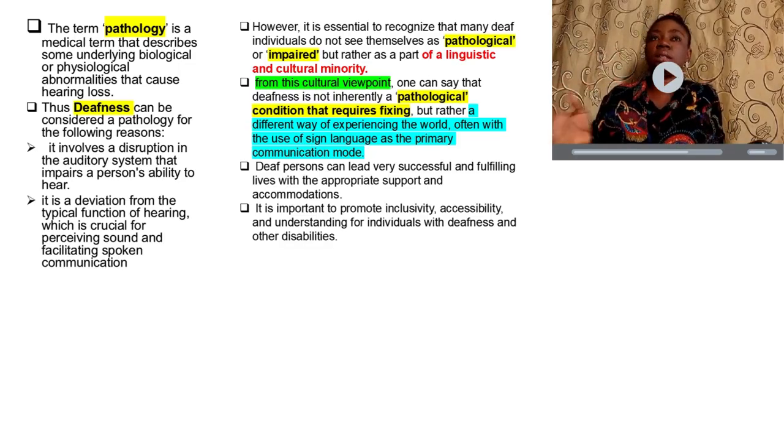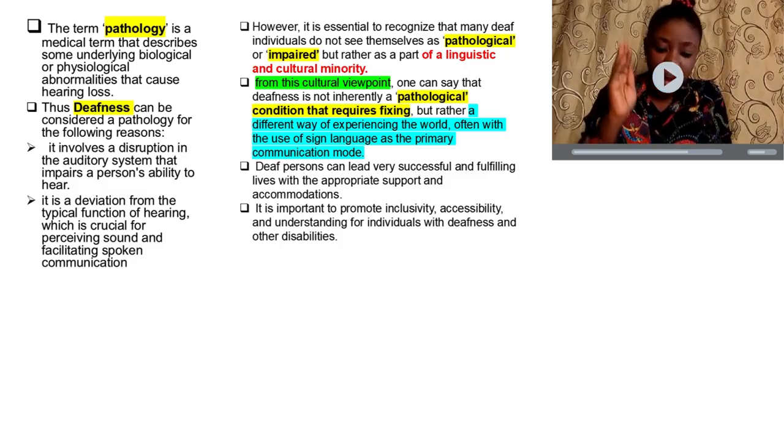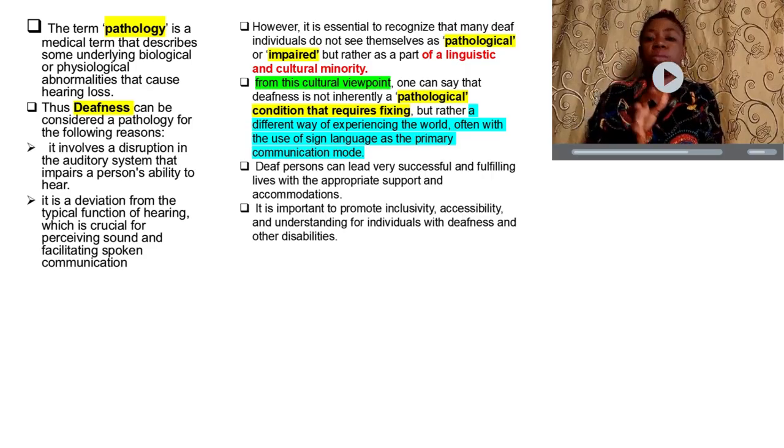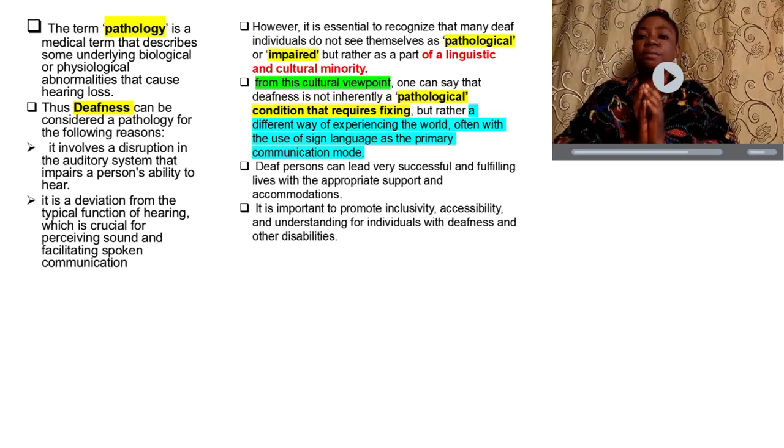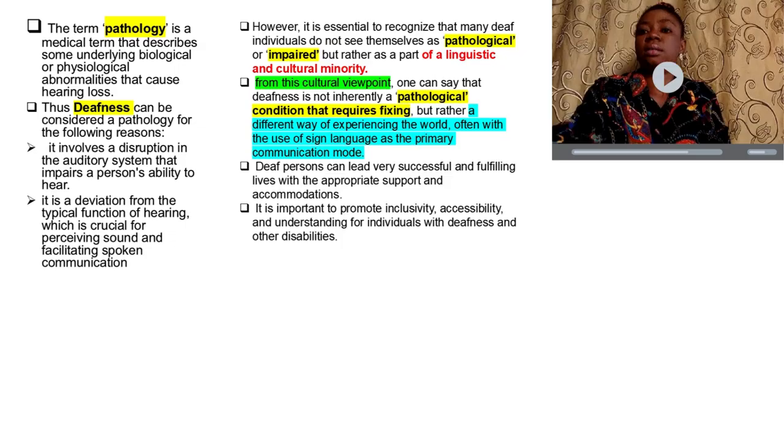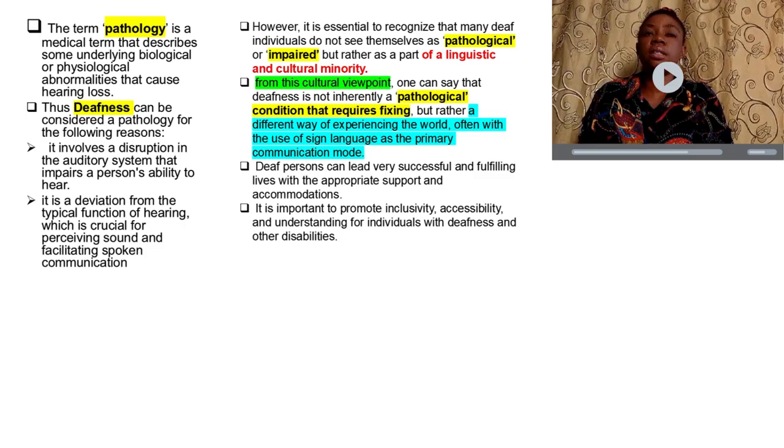But we have a more broad understanding of the word deafness. We begin to see this group of persons, the deaf, as a linguistic and cultural minority. These people see the world differently with the use of sign language. They communicate with the use of sign language. They have a linguistic identity. So they don't see this as a medical condition. Instead, they are a group of people that have their own linguistic and cultural identity. All they need is support and an enabling environment for them to thrive and achieve their goals in life.